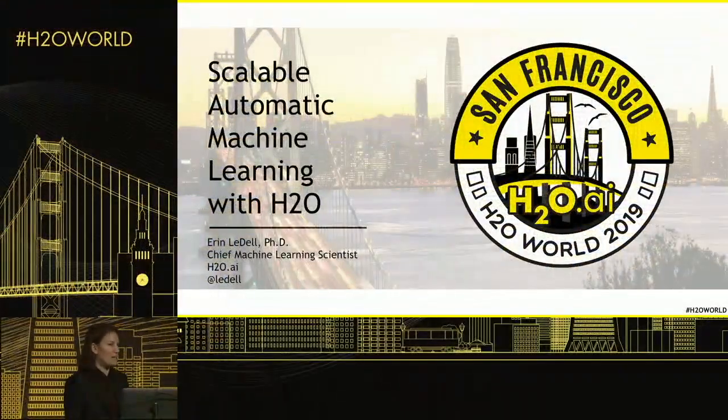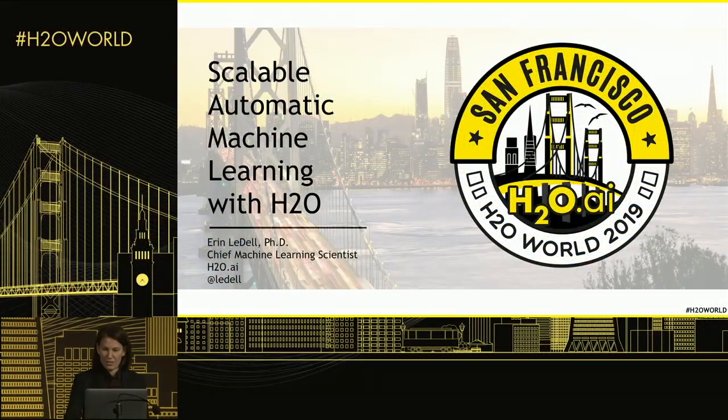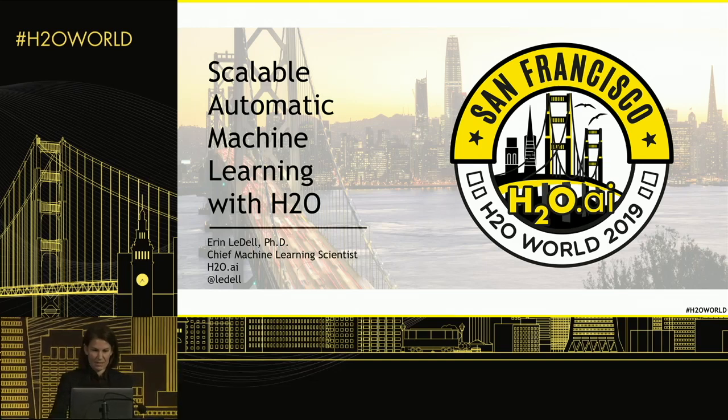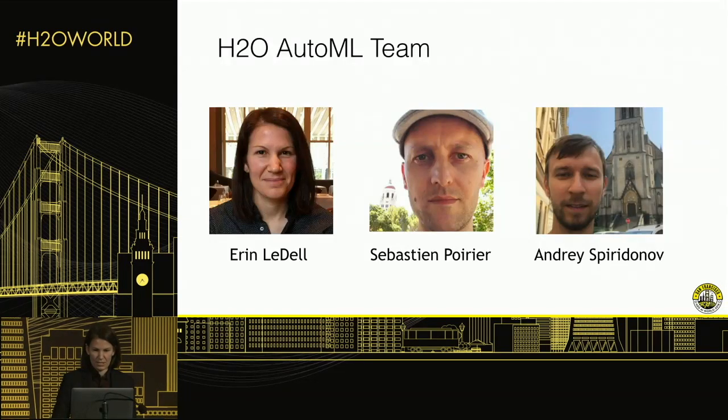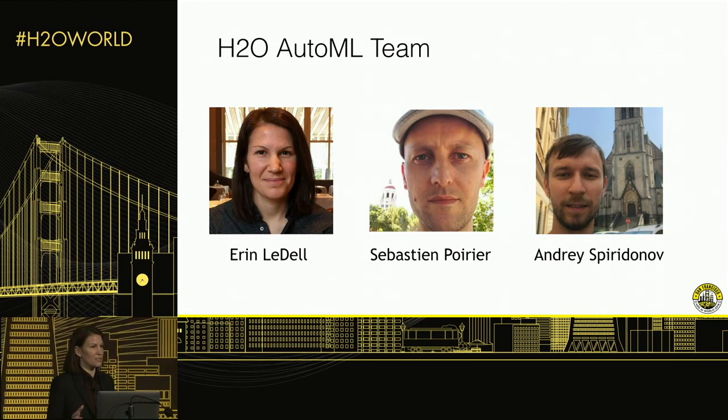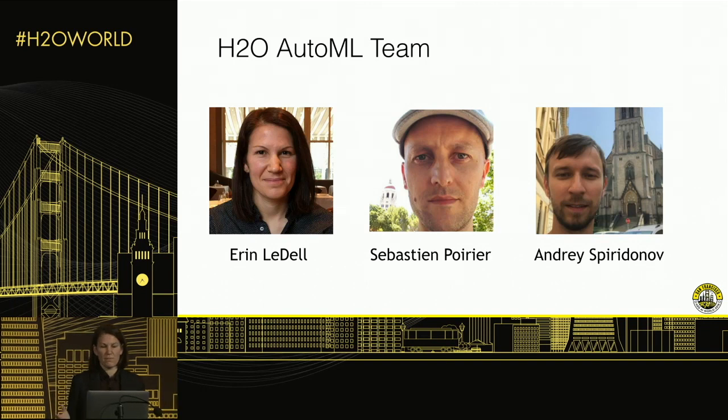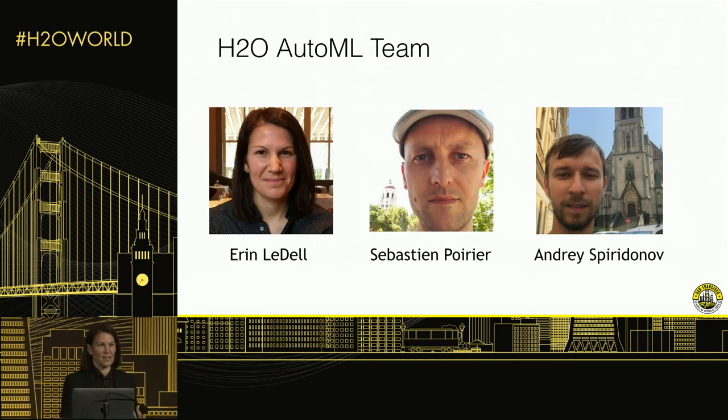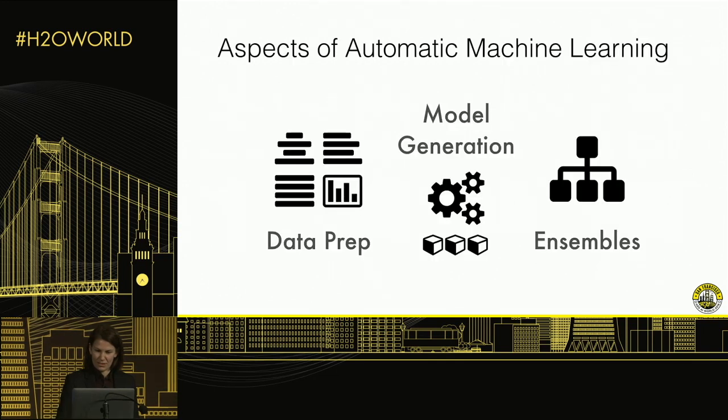So this talk today is about scalable automatic machine learning with H2O. So we will talk about all those things. And I just want to introduce you to the H2O AutoML team. The term AutoML is sort of a generic term, but we have a tool called AutoML, which is part of the open source H2O platform. And myself and my colleagues Sebastian and Andre, we are the ones who work on this project. So just so you have a sense of who we are, say hello.